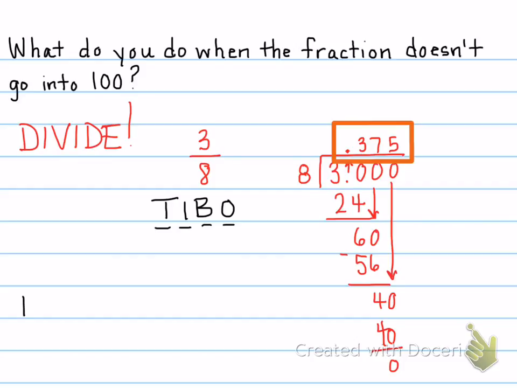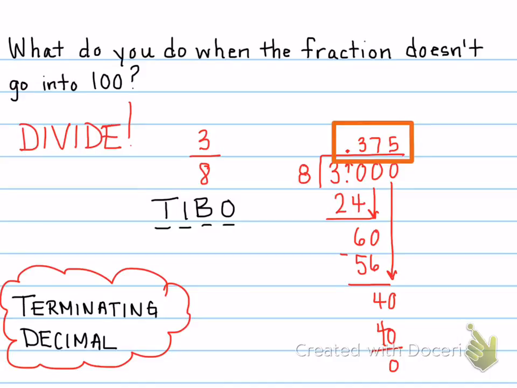Now we call this a terminating decimal. It's terminating because it ends. You end up with no remainder. So again, that is called a terminating decimal. Through the division, it ended with the 5, and you had 0 as a remainder.